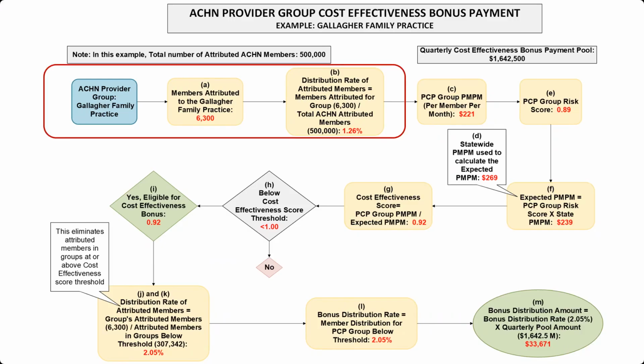To start with member attribution, we'll note in step A that Gallagher Family Practice has 6,300 members attributed to them. So moving from left to right, we'll go to box B, and we'll see that we're going to calculate the distribution rate of the attributed members by dividing the members attributed to Gallagher Family Practice, which is 6,300, by the total attributed members, which is 500,000. And so we have that distribution rate is 1.26%.